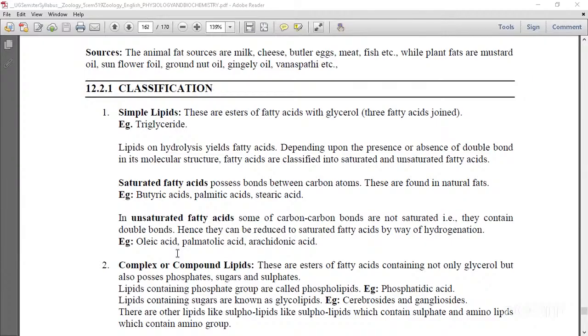When coming to the complex compound lipids, these are the esters of the fatty acid containing not only the glycerol, but also the phosphates and the carbohydrates, sugars, or the sulfates. Here, the compound lipids contain the phosphorus group or sulfur group along with the carbohydrate group, depending upon the nature of presence of phosphate, sulfate and sugar. Here you can see the examples.